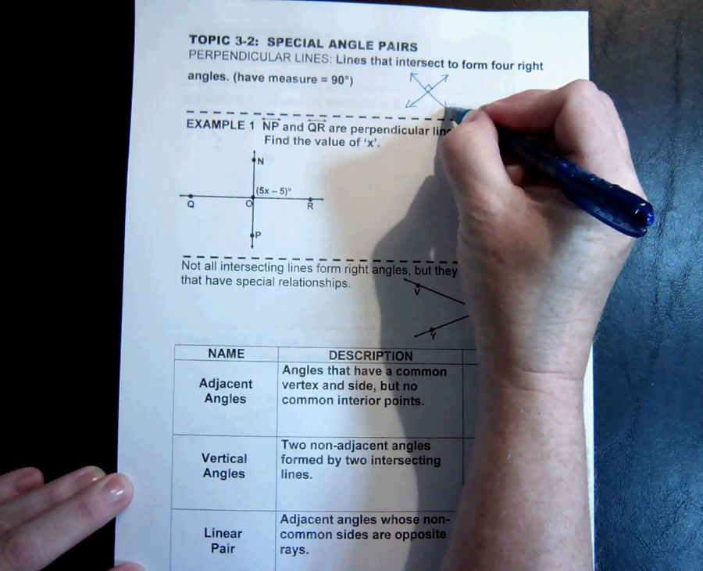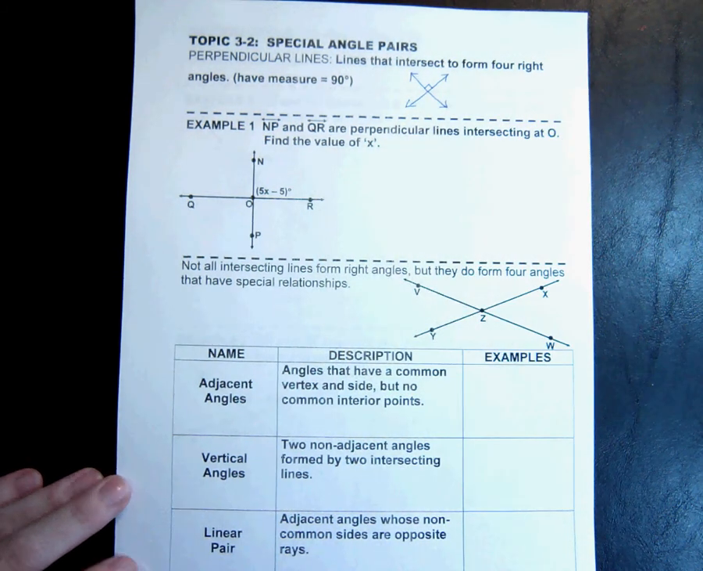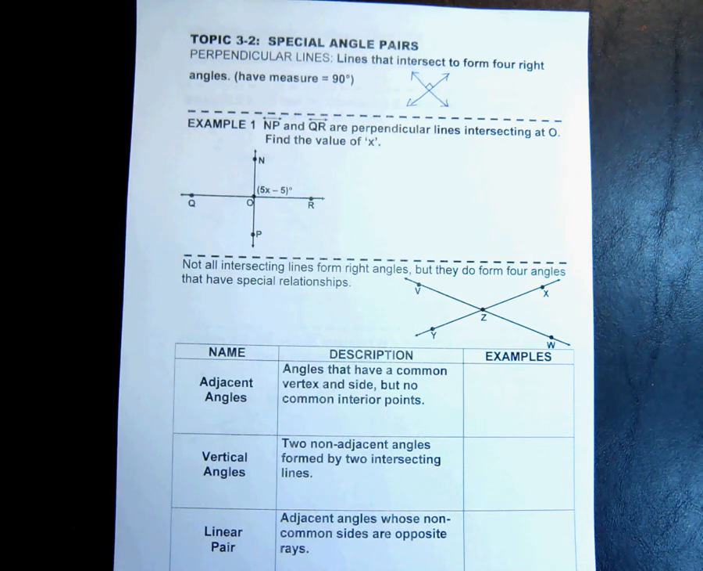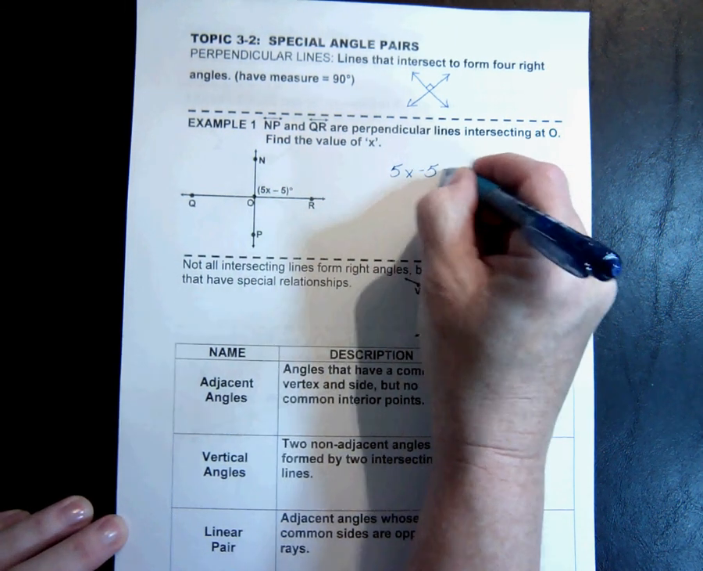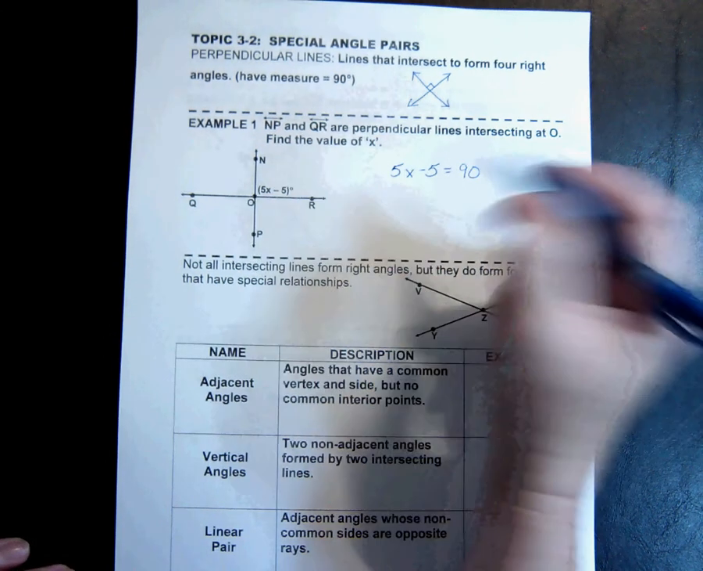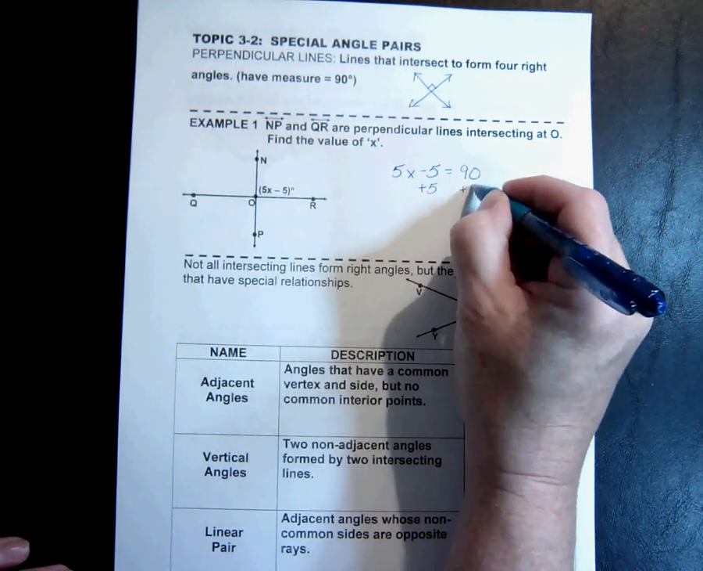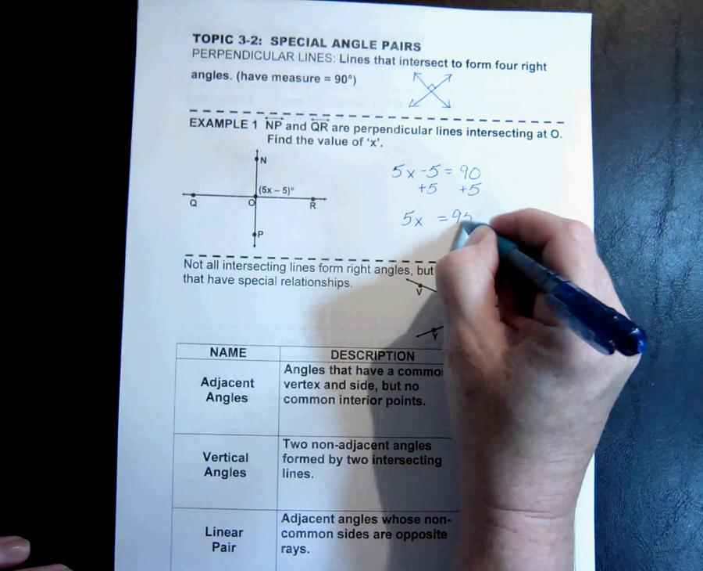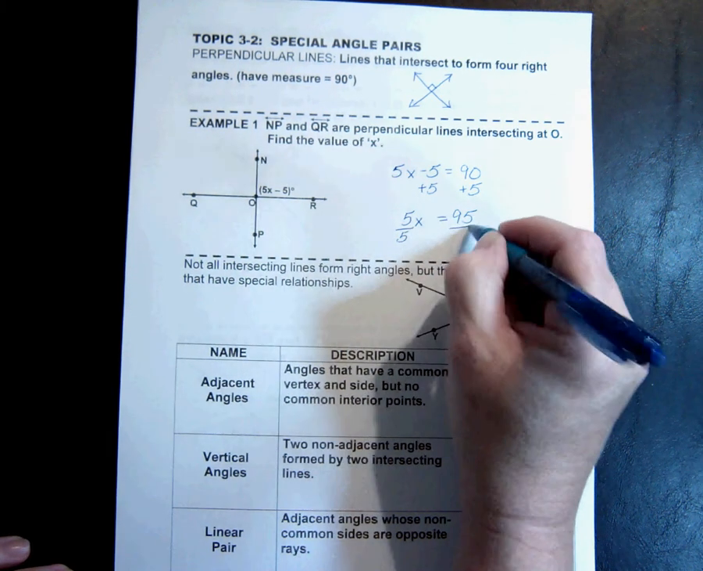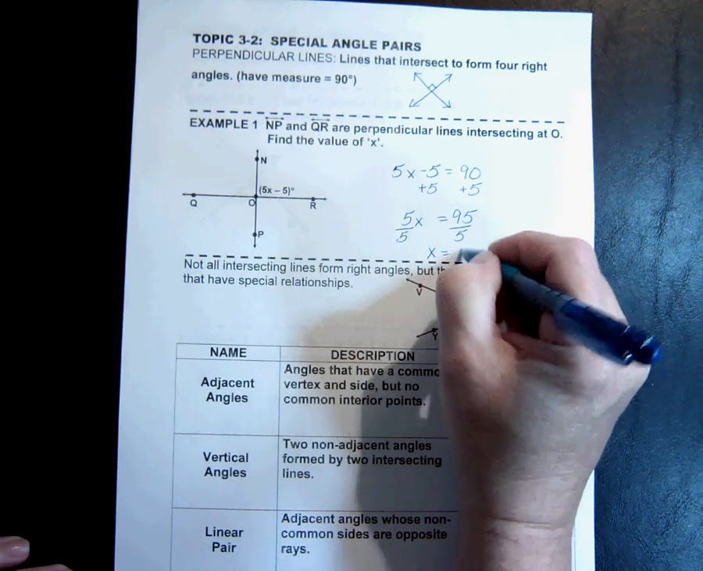All right, let's look at example 1. If line NP and line QR are perpendicular lines intersecting at O, find the value of x. So on this one, if 5x minus 5 has been told to us that they are perpendicular, then 5x minus 5 has a value of 90 degrees. Once you add 5 on both sides, you're going to have 5x is equal to 95. You divide this by 5 on both sides, and your x would be equal to 19.